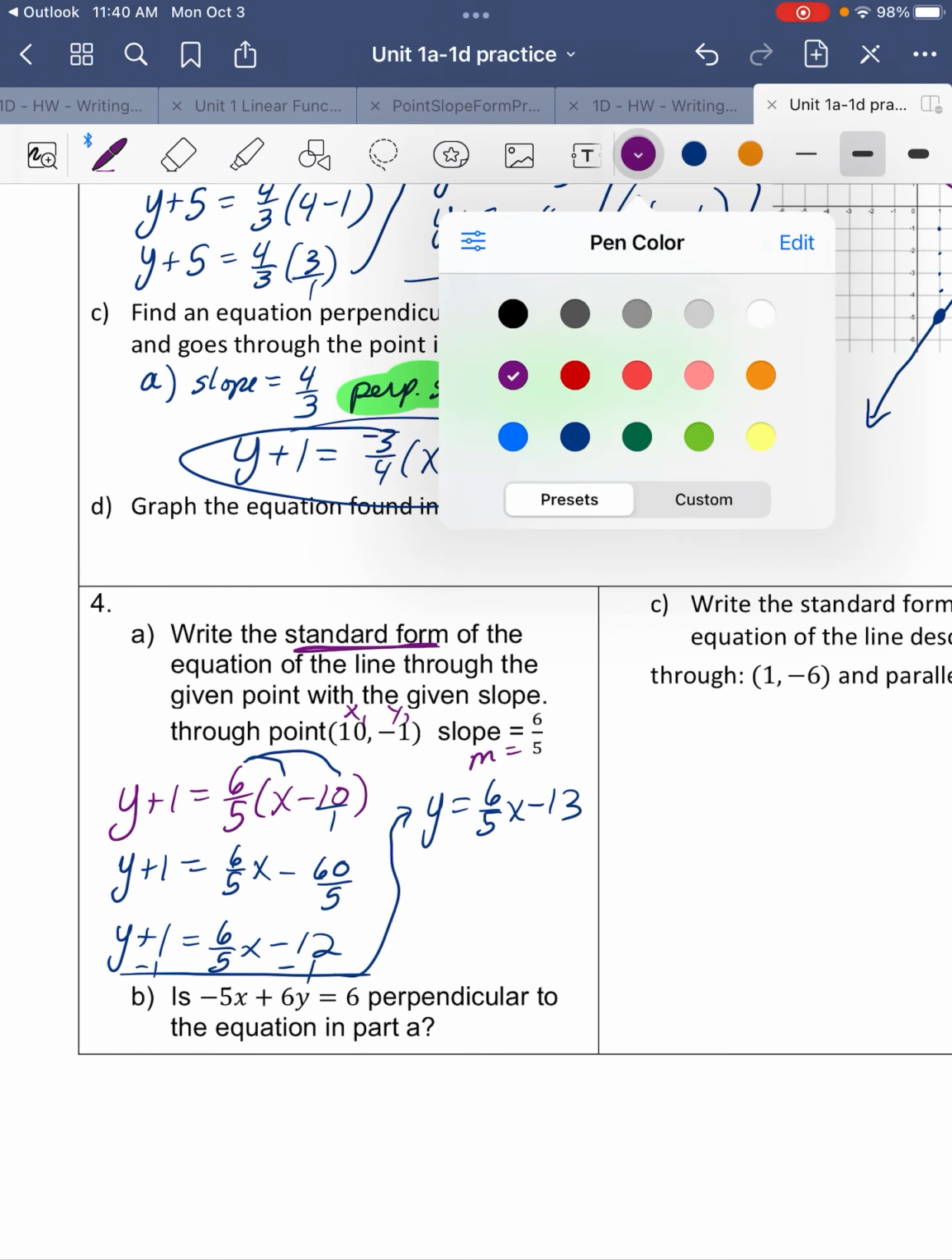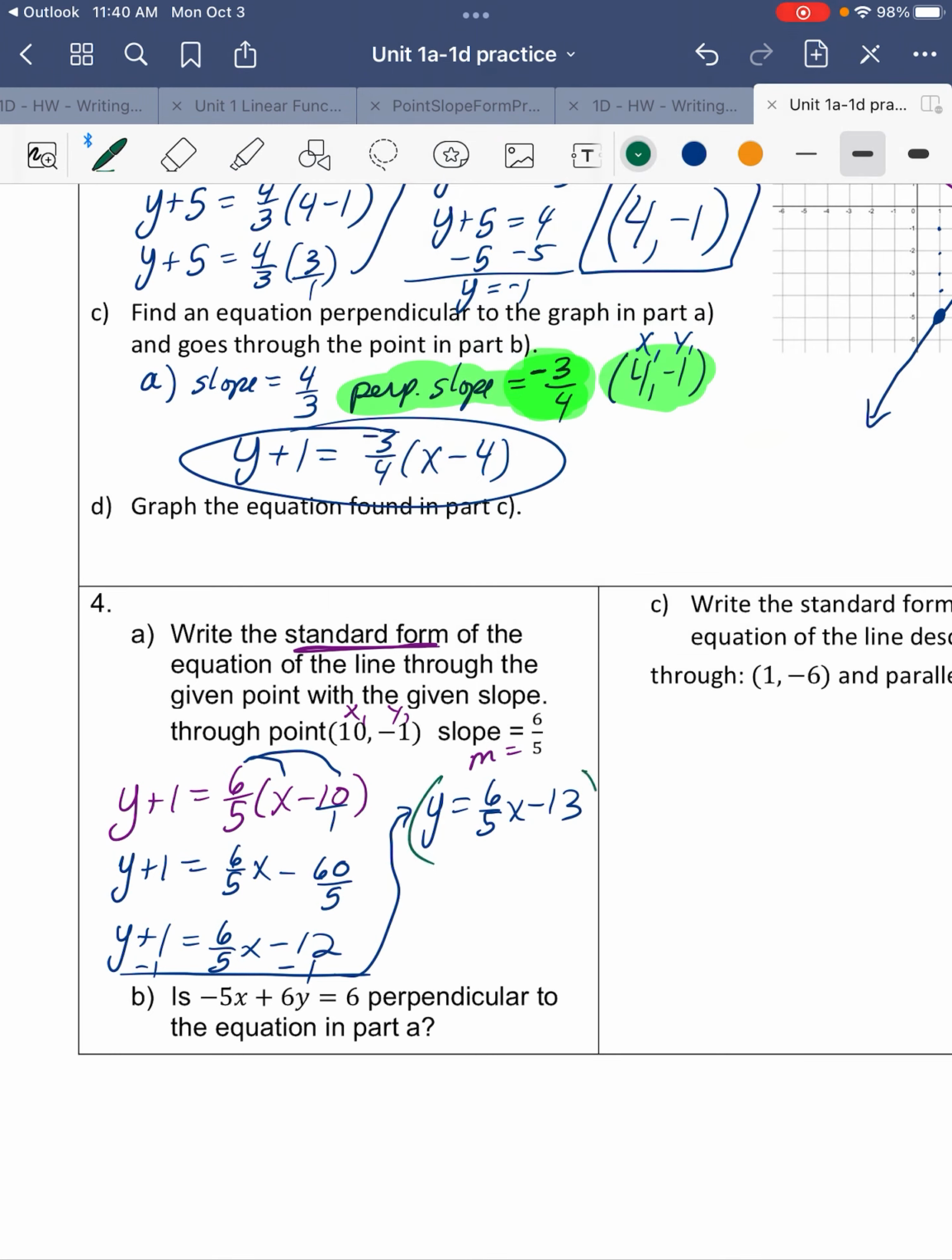And then I'm going to get rid of the fraction. There's only one denominator, so I'm going to multiply by that denominator, 5. If there was more than one denominator, I'd multiply the denominators together and then multiply that by the whole equation. I think you have some problems like that on practice. 5 times 6/5 is 30 over 5. 5 times 13 is 65 over 1. So that becomes 5y equals 6x minus 65.